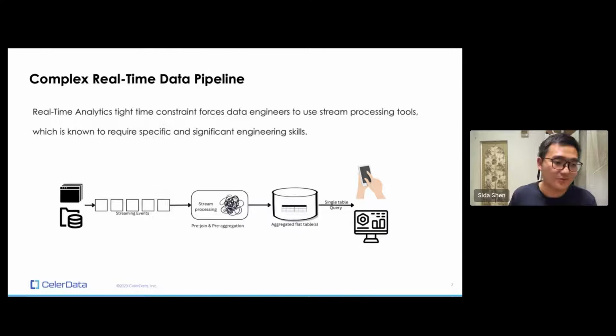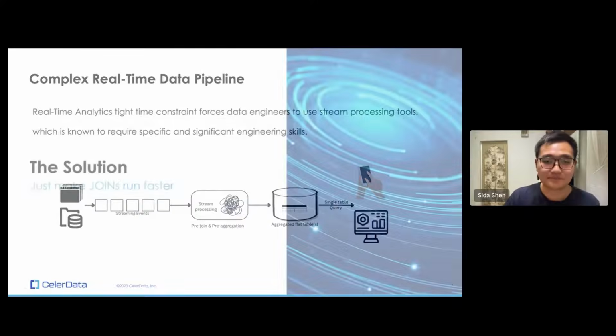Which is known to be difficult to use, requires a lot of technical expertise and a significant amount of engineering skill, right? And those stream processing tools oftentimes don't even take SQL. You need to write actual code to use them efficiently, right? So yeah, denormalization makes real-time data pipelines really expensive.